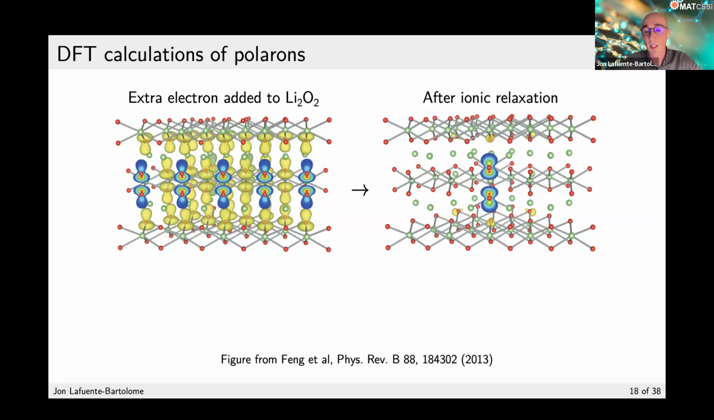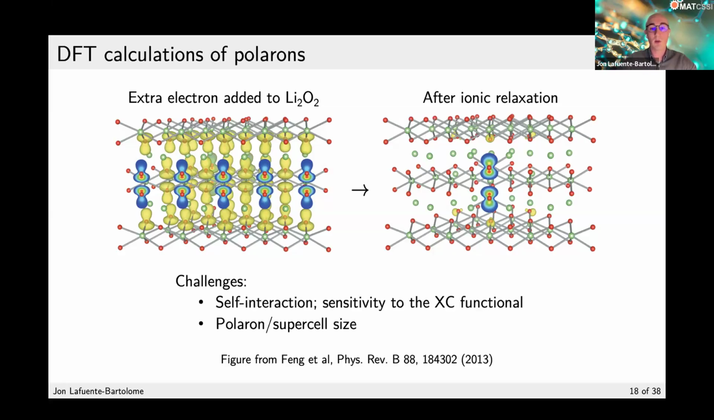And what might happen is that at the end of this relaxation, one finds a state in which the extra electron is localized and the atomic lattice is distorted. And if the energy of this distorted configuration is smaller than the periodic configuration, one can conclude that polarons are stable in this material.